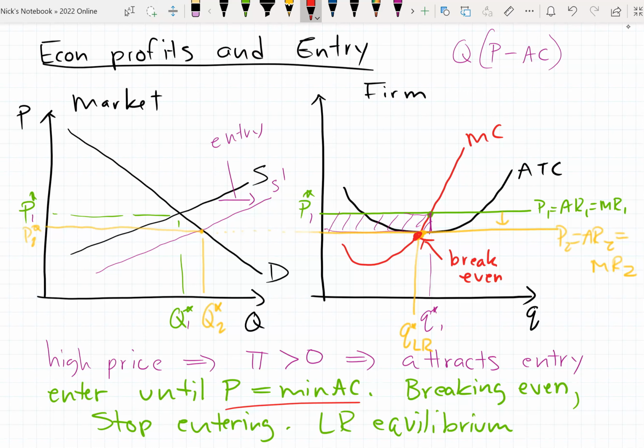When we get to this point, the market will be stable in a long-run equilibrium, and it can stay there for a while until something else changes. Okay, so in the next video, we'll come back and look at the situation that will cause firms to exit.